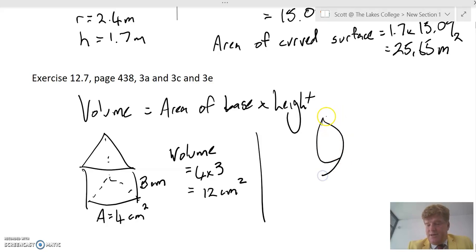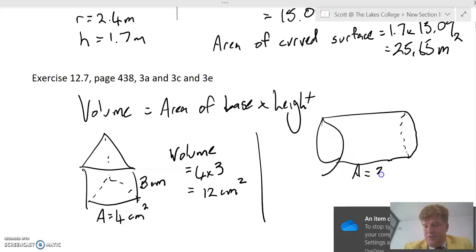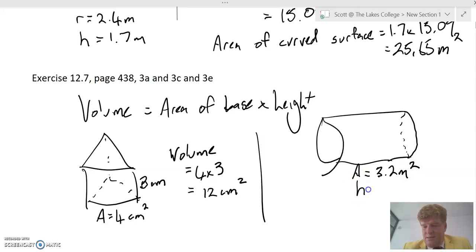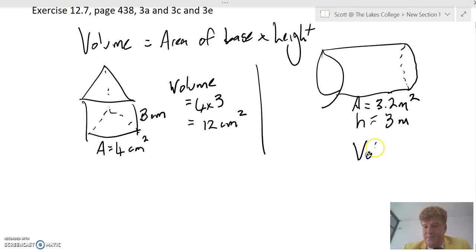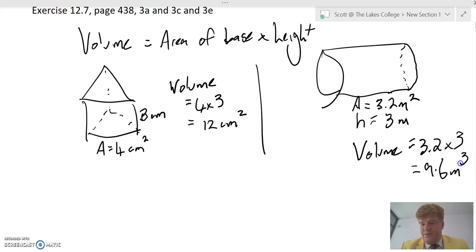They've got a cylinder lying on the side. This is why I never taught art. So the area of the base equals 3.2 meters squared, and the height equals 3 meters. So if we're going to work out the volume, it's going to be 3.2 multiplied by 3, which is going to be awfully close to 10 meters cubed, but I will just work it out. 3.2 multiplied by 3, so it's going to be 9.6 meters cubed.